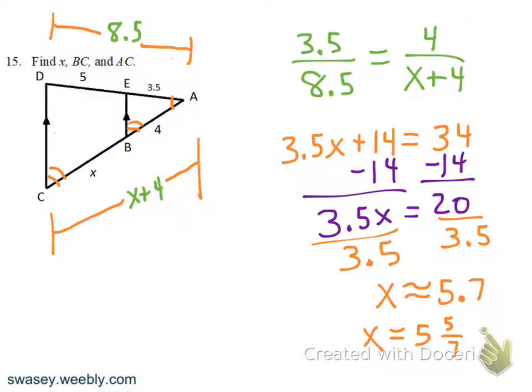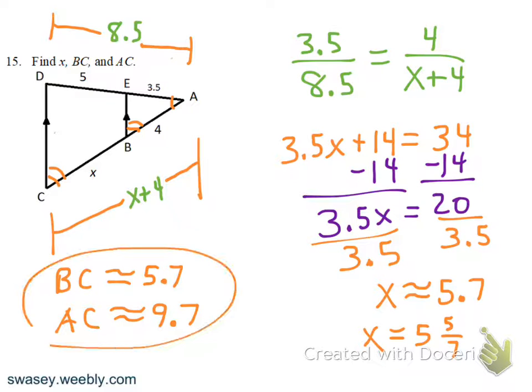Now we also need to find BC, that's the same as x. So BC, if we want to go with the approximate value, approximately 5.7. And then AC is 4 plus that, so approximately 9.7. I guess I'll go with the approximate answer. We found x, BC, and AC.